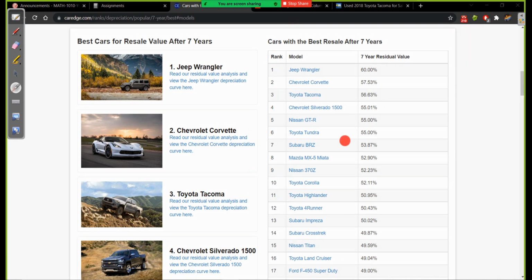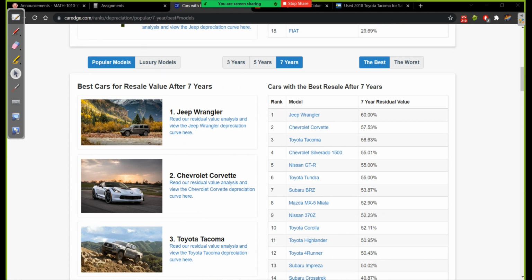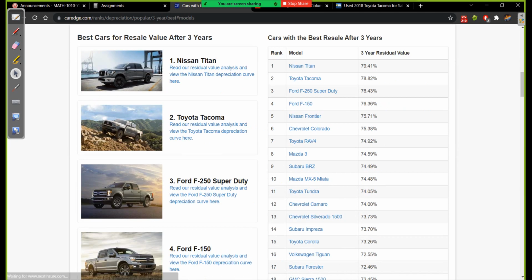Well, I was thinking, okay, I want to get a vehicle that doesn't depreciate that much, but I also want a vehicle that I want, right? My options, I could have got a Titan, a Tacoma, an F250 or F150. Well, the thing is, the Titan, the F250, and F150, they're way too much truck for me, right? I have a hard time parking my Tacoma. But anyways, I just really wanted something with a bed. And so I decided to get a Toyota Tacoma.